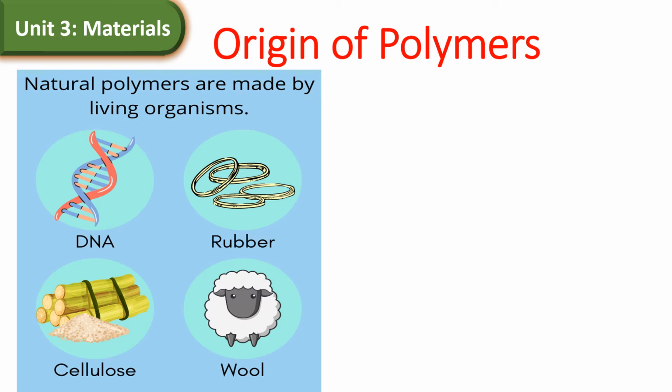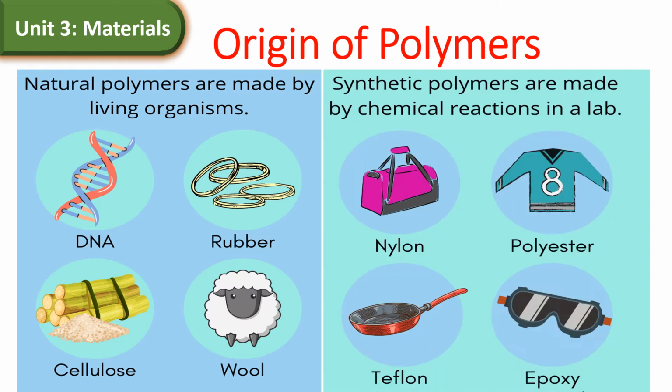Another origin of polymers is synthetic or man-made. They are chemically processed inside a laboratory. They use chemicals to combine, to make a polymer stronger or better than the natural polymer. We have here examples such as your nylon, polyester, Teflon, and also your epoxy.